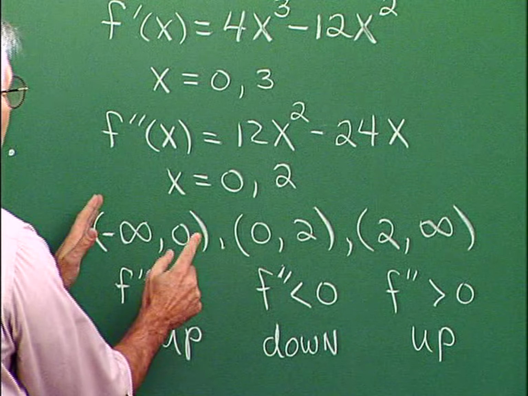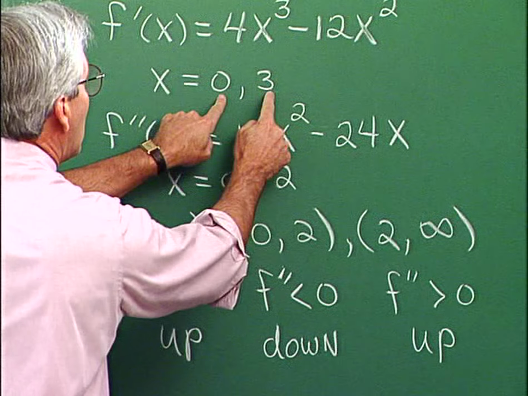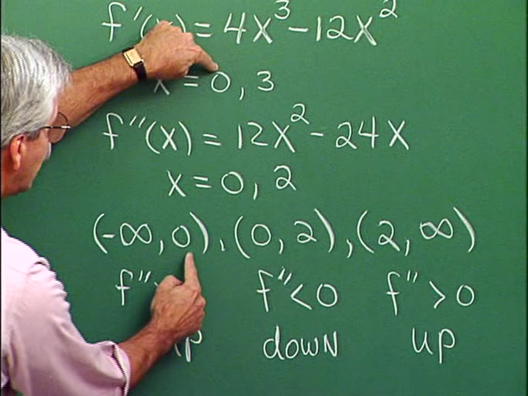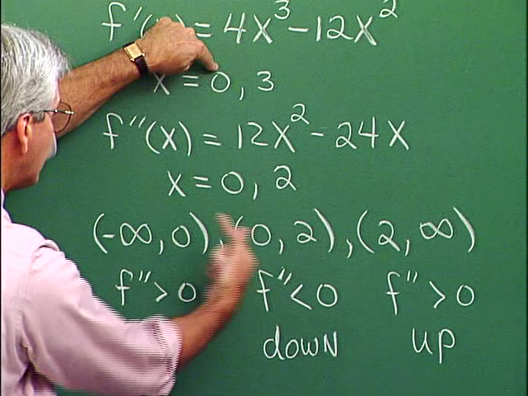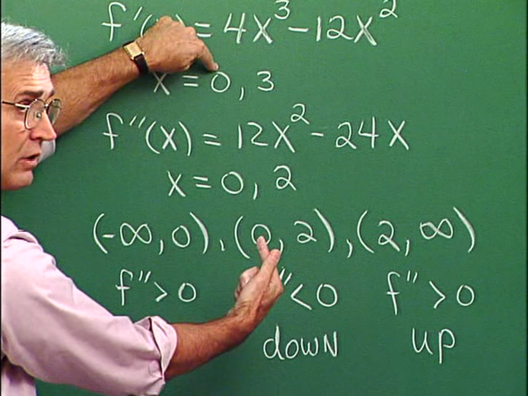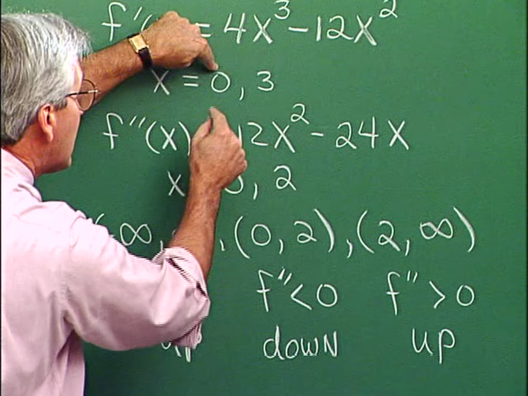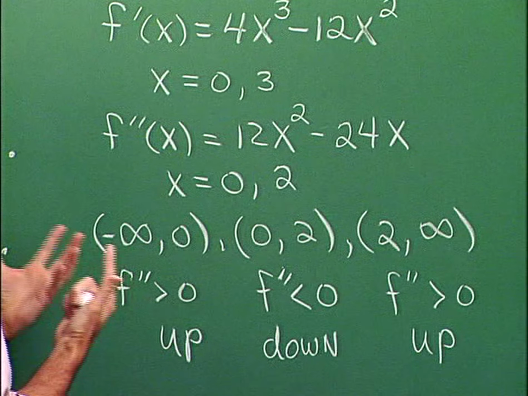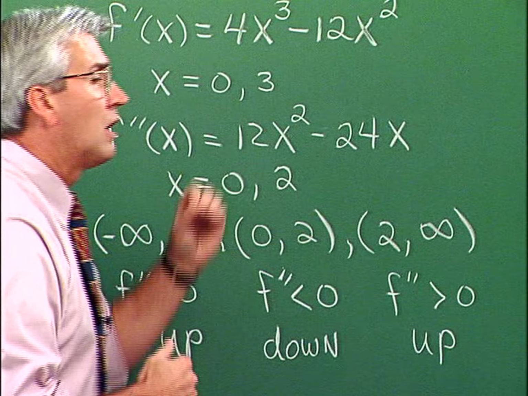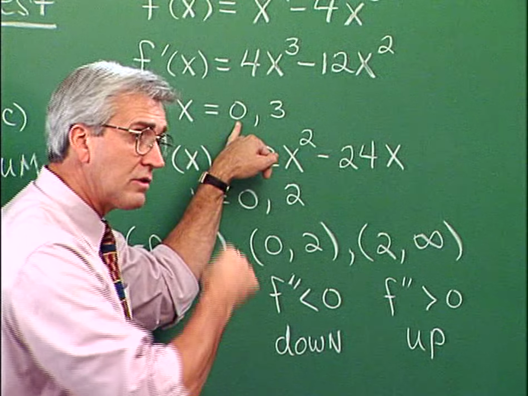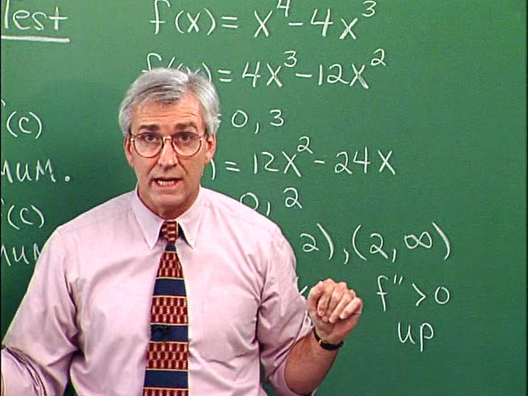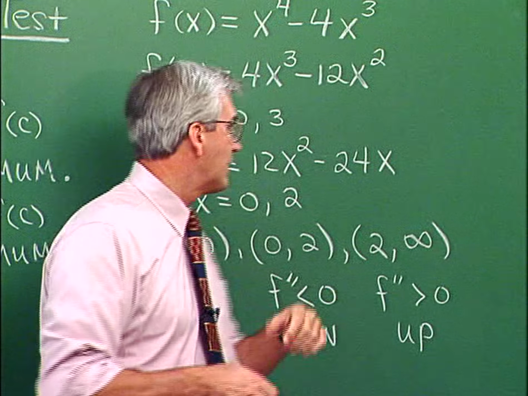Now, where do these points fall? Well, 0 falls at the edge of, you see, not distinctly in either of these two intervals. So for 0, the test sort of fails. f double prime of 0 is 0, and that's why the second derivative test fails over here.